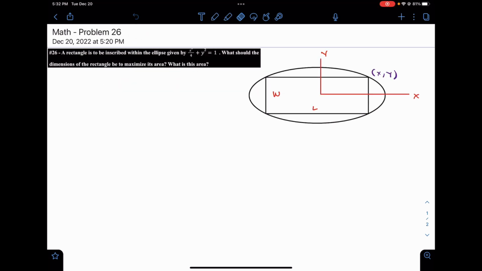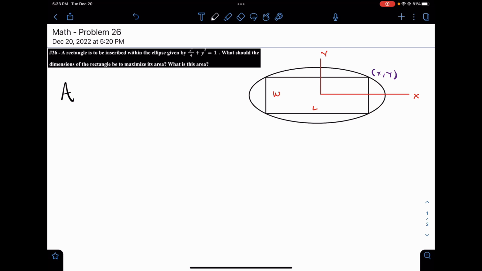Problem 26 is another optimization problem. In this situation, it's asking us to maximize the area of the rectangle that is within this ellipse that they give us. So first off, in every optimization problem, we need to figure out what equation we're optimizing. In this case, it's going to be area. So we're going to find some area equation, and we're going to take the derivative of it and set it to 0 and solve for some variable.